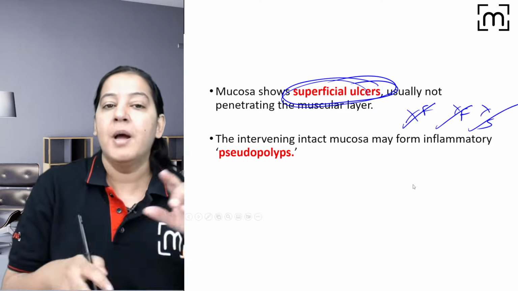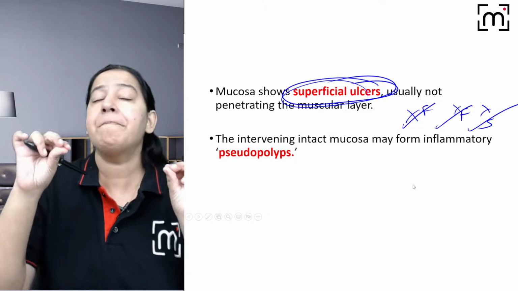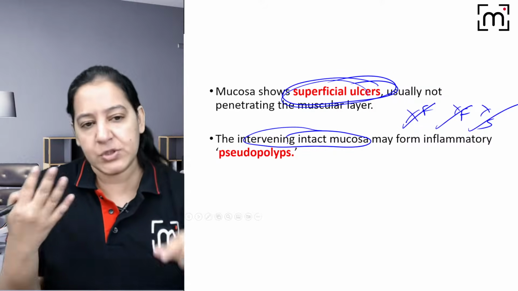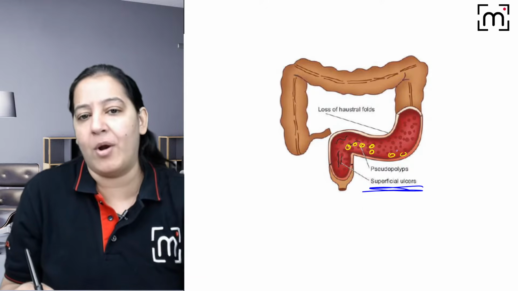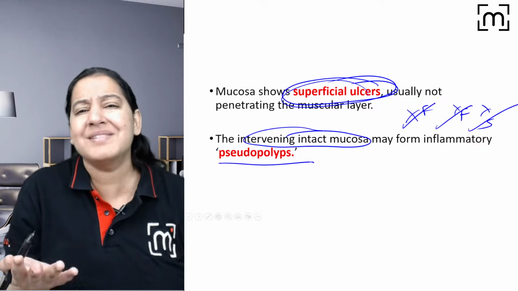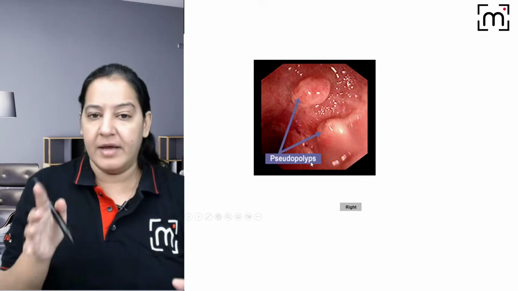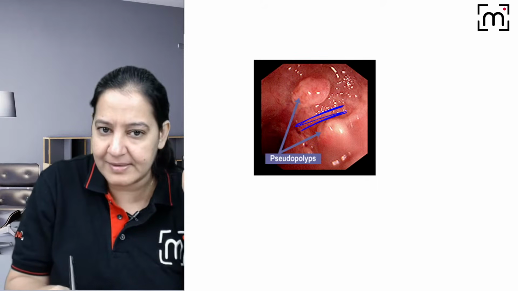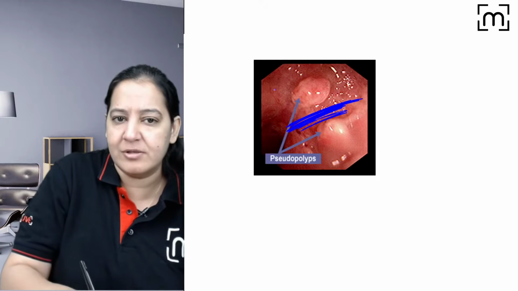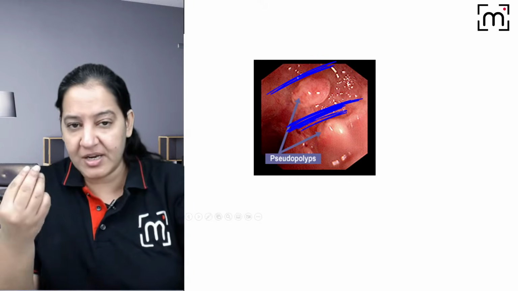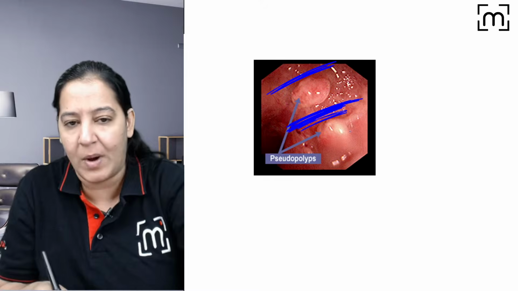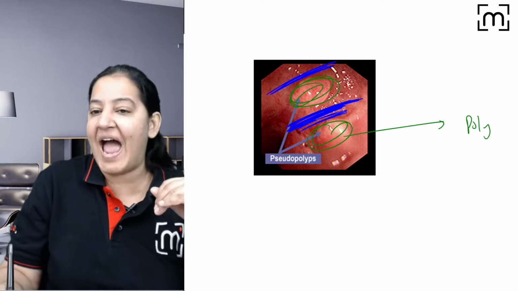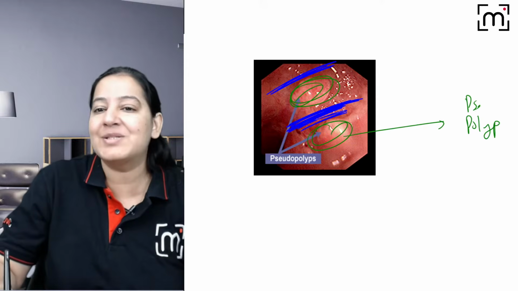Now again same thing. Between two adjacent ulcers, the normal mucosa swelled up. Here also the intervening intact mucosa swelled up and it looks like a polyp. It is known as pseudopolyp. Actually it is not a polyp. It swelled up. Can you see here? Okay, let me explain. You can see here is a superficial ulcer. This is also a superficial ulcer. So between the superficial ulcers, the normal mucosa just swelled up. Can you see the swelled up mucosa? It looks like a polyp, but actually it's not a polyp. So that's why it is known as pseudopolyp.